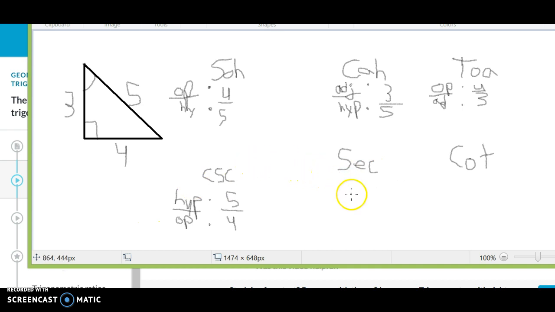The secant is hypotenuse over adjacent, which in this case would be 5 over 3. Lastly, we have the cotangent, which is the reciprocal trig ratio of the tangent. And the cotangent is adjacent over opposite, which in this case would be 3 over 4.